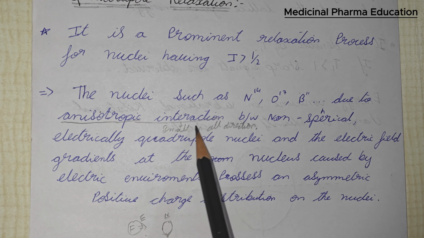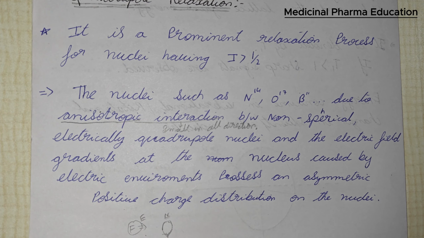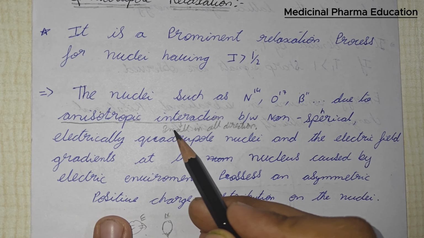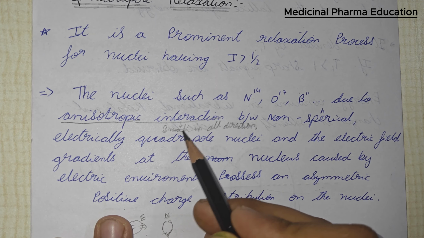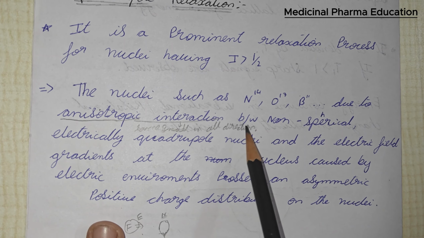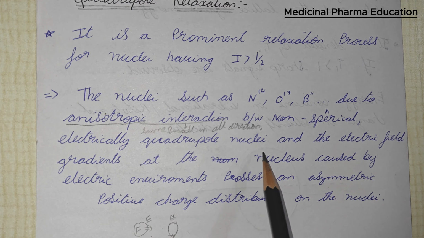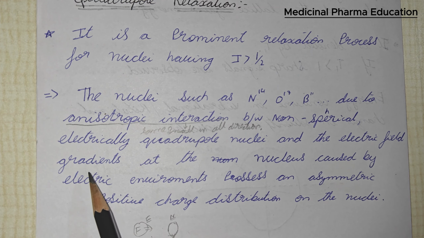Isotropic interactions means the same in all directions. Between a non-spherical electrical quadrupole nucleus and an electric field gradient at the nucleus caused by an electric environment possessing an asymmetric positive charge distribution of the nucleus. You have to learn this line by heart, but I will explain the meaning of it.